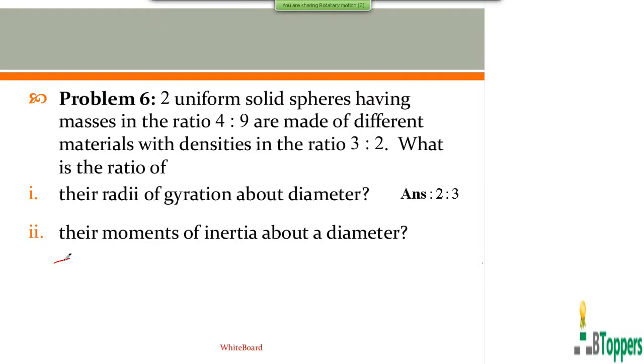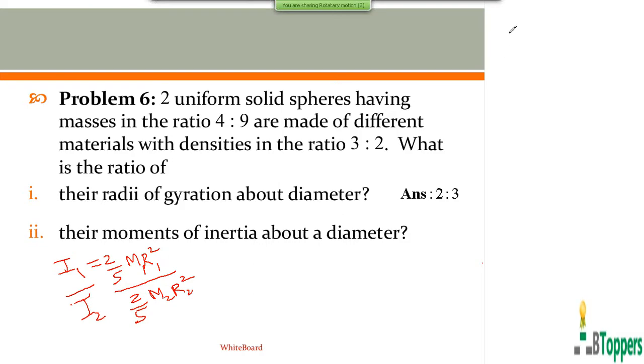So moment of inertia of a uniform solid sphere about a diameter is given by I equal to 2 by 5 m r square. So moment of inertia of the first solid sphere about one of its diameters, we can write as 2 by 5 times m1 into r1 square. The moment of inertia of the second uniform sphere about one of its diameters is given by I2 equal to 2 by 5 m2 into r2 square.